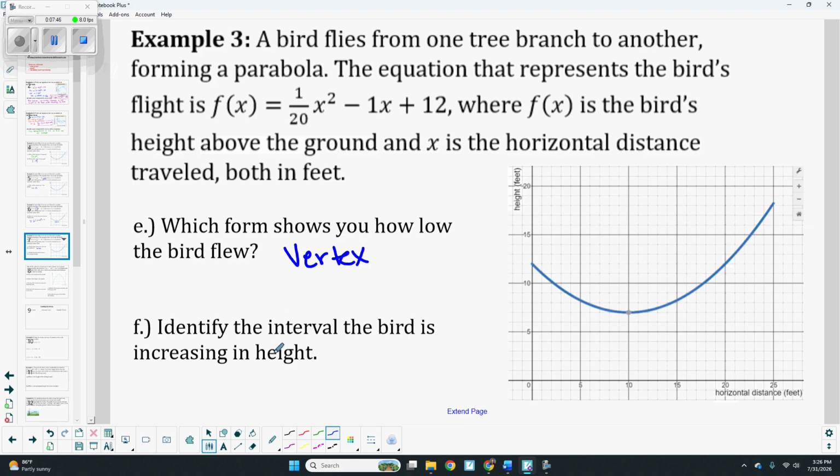And it says identify the interval the bird is increasing in height. So we start increasing here, right? This is when it starts to go up as opposed to down. So it's going up, starting at x is 10 until 25. But we're not going to include the 10 because remember, we're staying still at 10. So from 10 to 25 is when the bird was increasing in height.